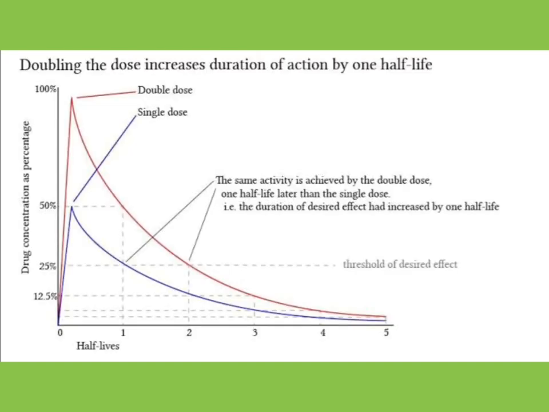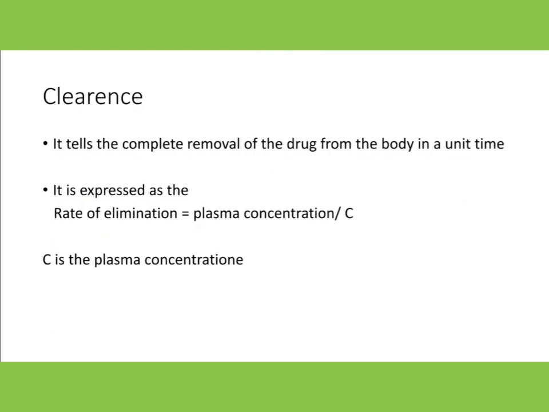Now this is the graph here. This is the double dose, and this is the single dose. This is the double dose 100%, single dose 50, then 25, then 12.5, and so on. Then after that, clearance. So what is clearance? Clearance tells the rate of elimination of the drug from the body.